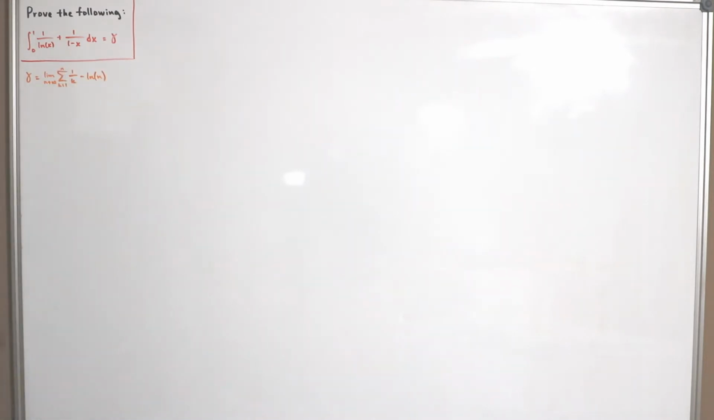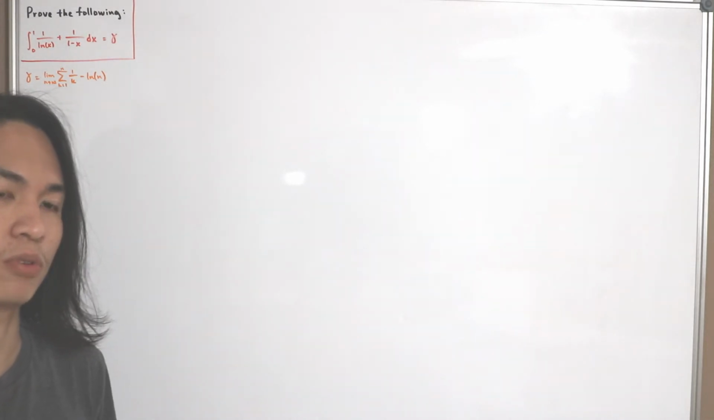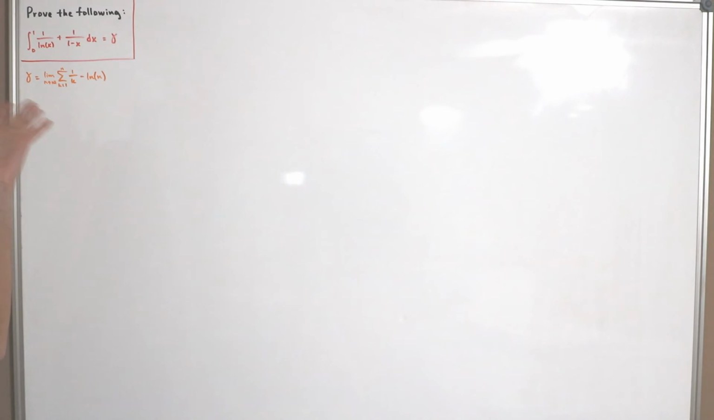We actually did a video like this before of the Euler-Mascheroni constant proof. So we have another one that we want to show, that the given integral is equal to gamma. So with that, let's get started.